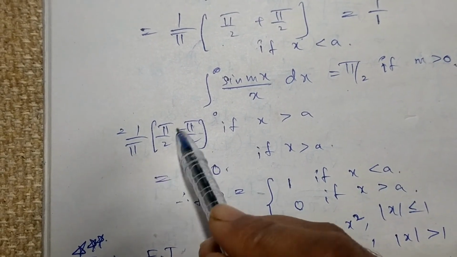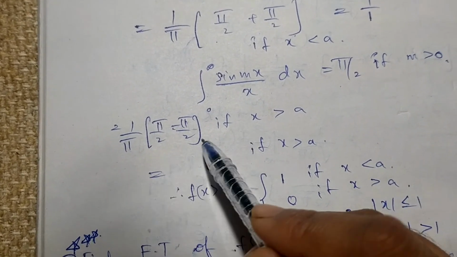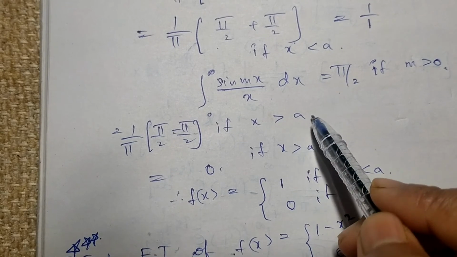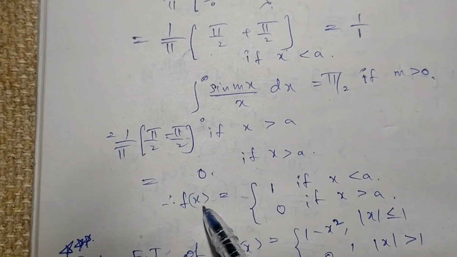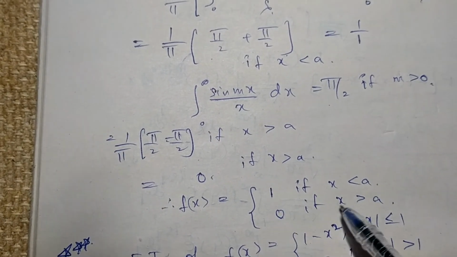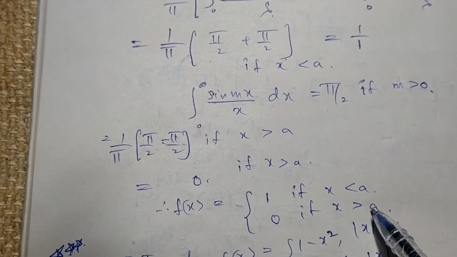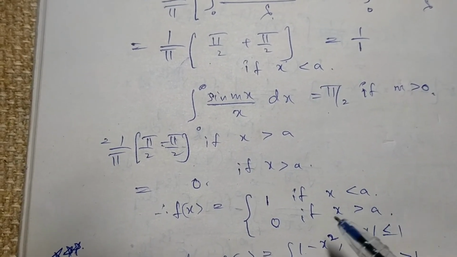So 1 by pi into pi by 2 minus pi by 2 will get 0. So if x is greater than a, we will get the value 0. Therefore f of x equals 1 if x is less than a and 0 if x is greater than a. Hence proved.